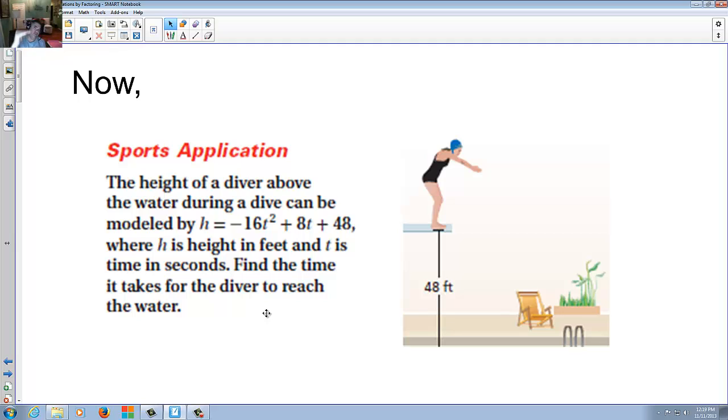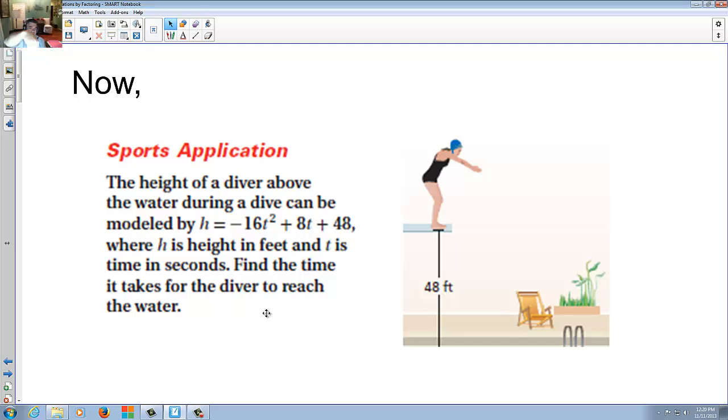You jump up at a force of 8 feet per second, and gravity's going to start pulling you back down again. The question is, how long will it take you to hit the water? Now, before we continue, you might say, who cares? Well, if you're a diver, obviously you want to land like this with your hands into the water. If you don't, at 48 feet, you might very well hurt yourself pretty badly.